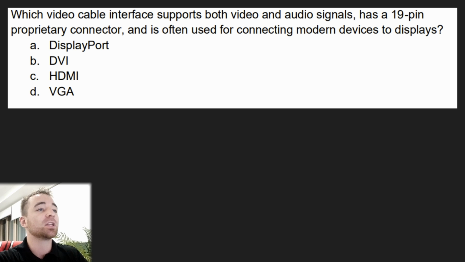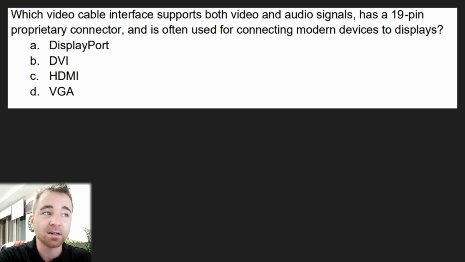Now, video cable practice question. Which video cable interface supports both video and audio signals, has a 19-pin proprietary connector, and is often used for connecting modern devices to displays? A, DisplayPort, B, DVI, C, HDMI, or D, VGA? Your answer coming up. Pause the video if you need to.